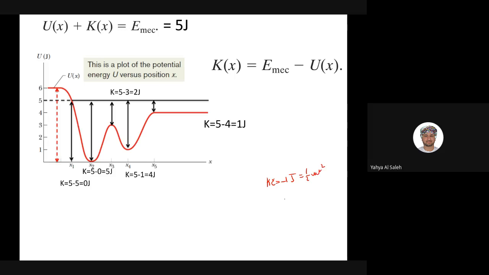mv squared, that will mean my v squared is equal to minus 2 over m, which means that my velocity is the square root of a negative number, which is what? Have you studied this? The square root of a negative number is what? Undefined. Undefined is one answer, yes. Have you studied imaginary numbers yet?